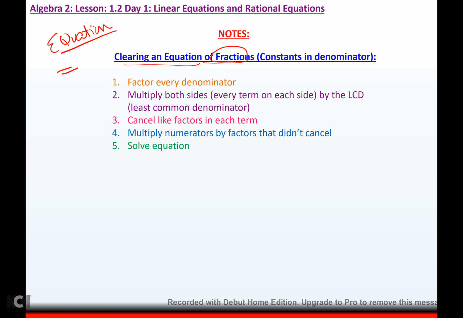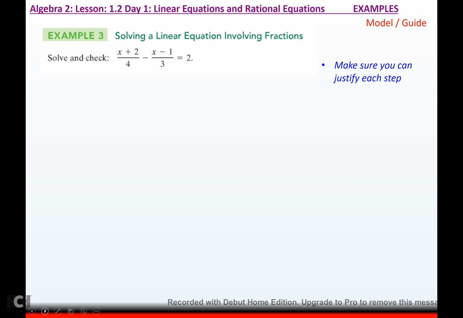And I've taught you this before with problems. They just haven't been polynomials. So the step is you factor every denominator, and then you multiply both sides, which means every term on each side, by the LCD. Cancel like factors, multiply the tops, multiply the bottoms, cancel where you can, and then you're done. Here we go.